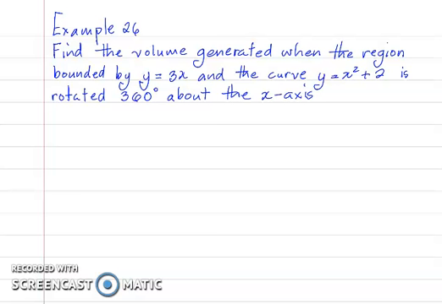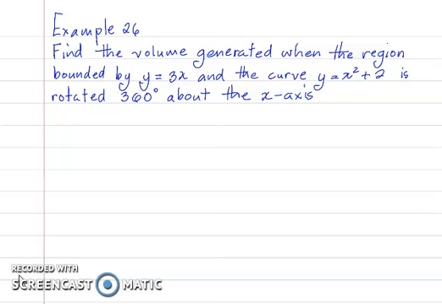Example 26 says find the volume generated when the region bounded by y equals 3x and the curve y equals x squared plus 2 is rotated 360 degrees about the x-axis.